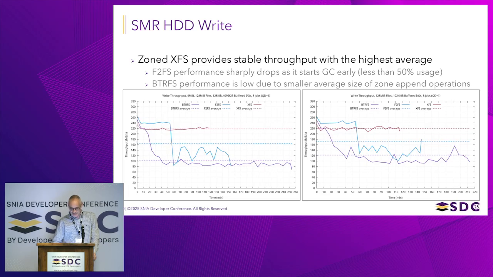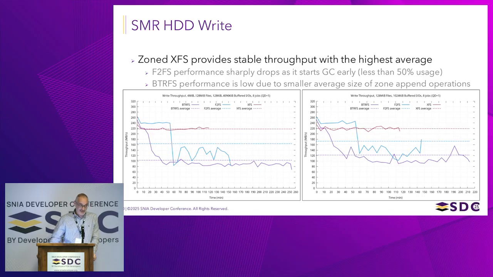Okay, so the write phase. Remember, we are dumping files, starting with an empty file system, writing until we're 75% full. On the left side, I have the small files, on the right side, the large files. It gives kind of the same results, because we are writing sequentially, no matter really what the size of the file is. The red result is Zoned XFS, light blue is F2FS, purple is BTRFS.